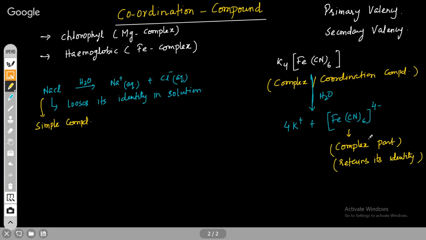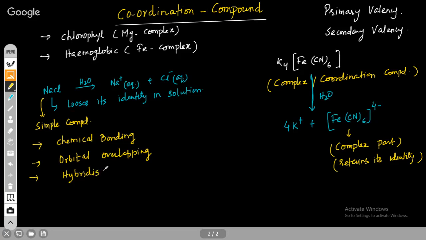Okay. Now coming to the next point: to understand coordination compounds, we require concepts we already studied, which is the concept of chemical bonding. You should have the concept of orbital overlapping, or the concept of hybridization. These three things you must know to understand the bonding in a complex compound or coordination compound.